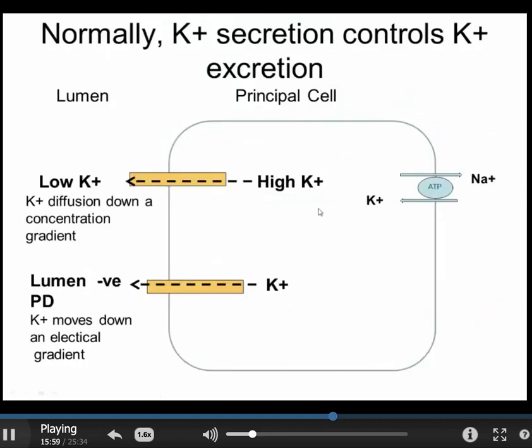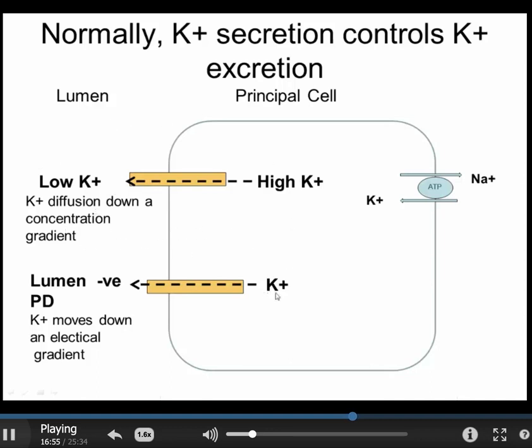So let's look at the principal cell and think about the process that's involved in moving potassium from the cell into the lumen so that it can be excreted in the urine. Potassium is moving passively down a concentration gradient, high inside the cell, low in the tubule lumen. So anything that increases intracellular potassium will promote potassium secretion. Anything that makes the membrane more permeable to potassium, i.e. more potassium channels, will increase potassium secretion. Anything that makes the intratubular potassium concentration lower will increase potassium secretion, all down a concentration gradient.